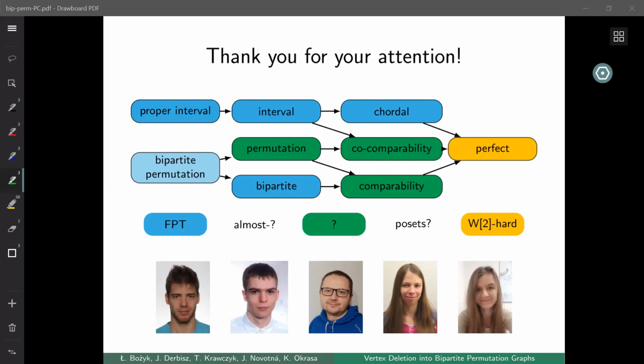Also, I can tell you that other graph modification problems like edge deletion, edge completion, edge modification could be done for bipartite permutation graphs in a similar way, but another level of technicality is needed for this, because we need to consider edge cuts instead of vertex cuts.